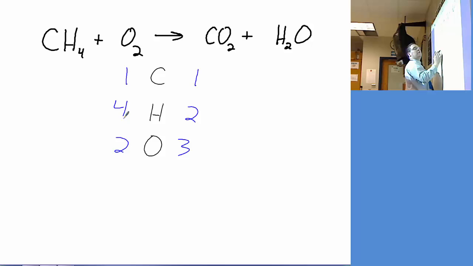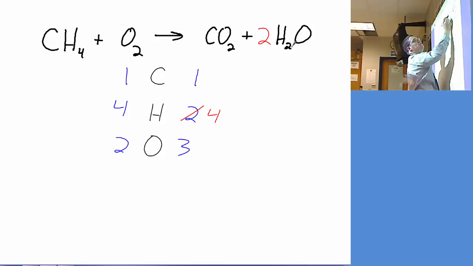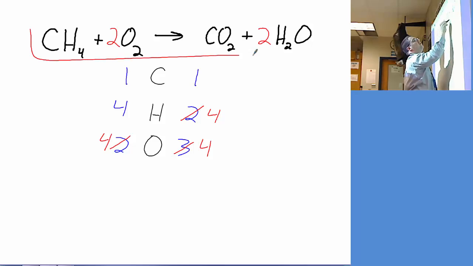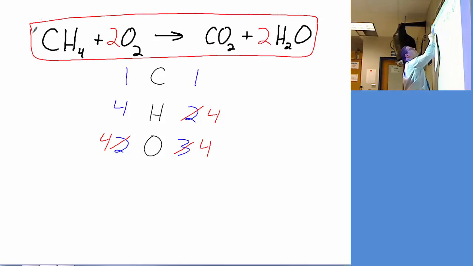So if we've got 4 hydrogens on the left, 2 on the right, that means we're going to need 2 waters. That's going to update us to 4 hydrogens, but it's also going to affect the number of oxygens. So there's 2 plus another 2. So now we're at 4. Carbons are balanced, hydrogens are balanced, so now we've got to deal with the oxygen. So 4 on the right, 2 on the left. We can use a coefficient of 2 in front of oxygen to give us that 4. Everything's balanced, so we have a balanced equation.